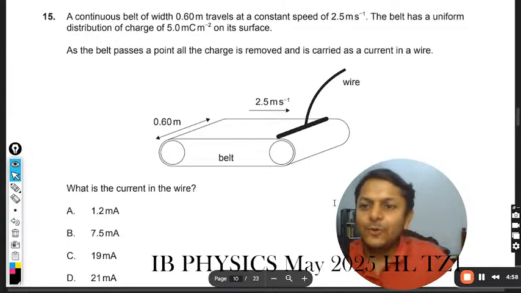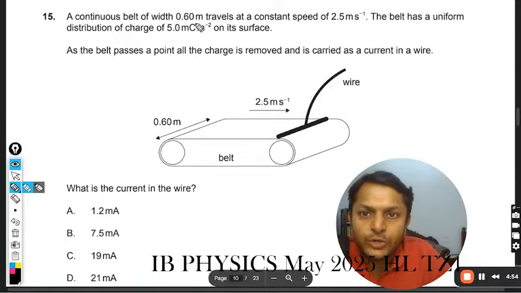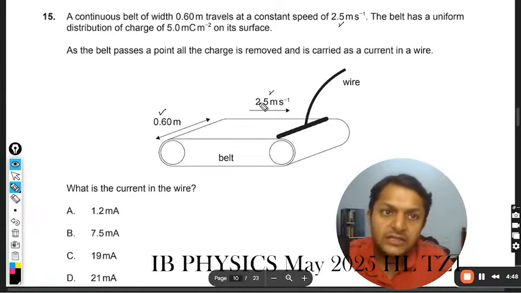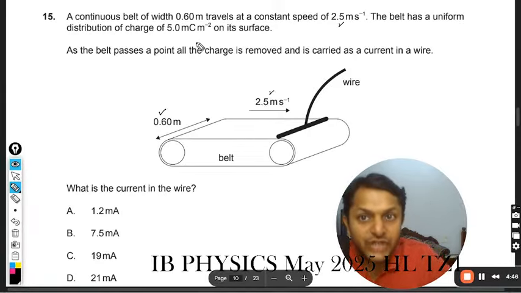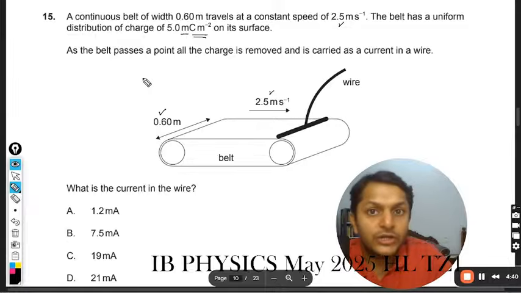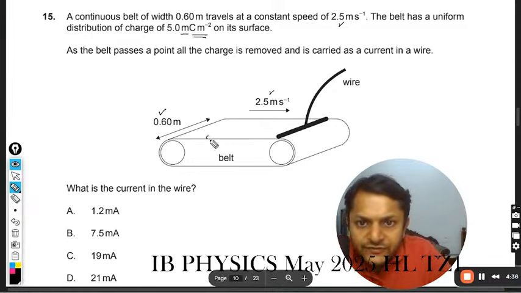Okay, dear student, let's see what is there in this question. A continuous belt of width 0.6 meter travels at a constant speed of 2.5 meter per second. The belt has a uniform distribution of charge, which is 5 milli-coulomb per meter square on its surface. So be very careful about the unit. So this is 5 milli coulomb per meter square.